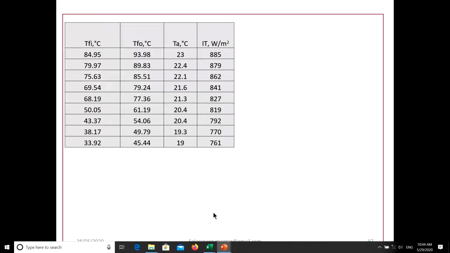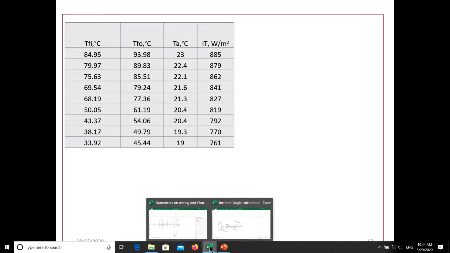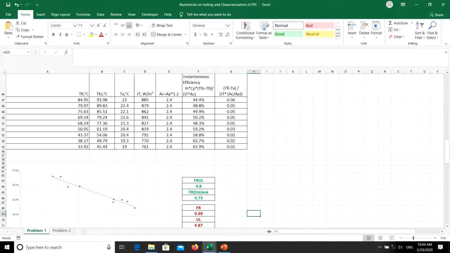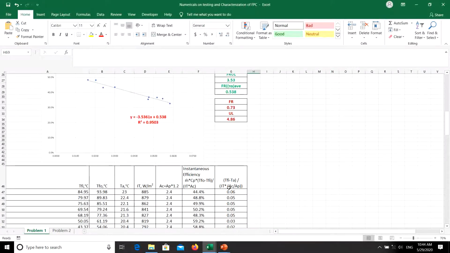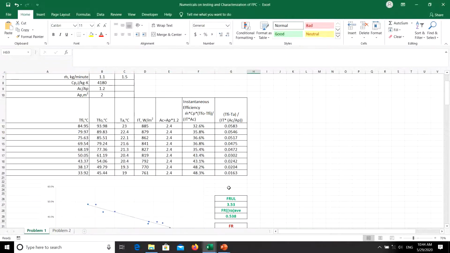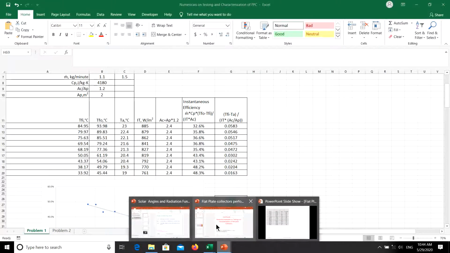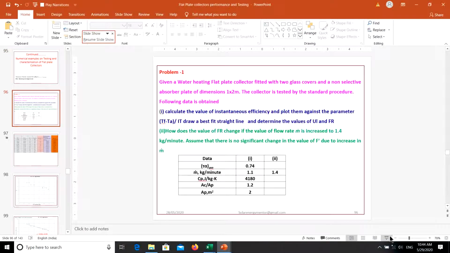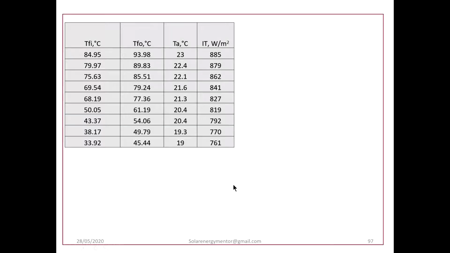So using Excel, we can calculate here. So this data is entered here and the values are calculated here. So we can continue our discussion here.